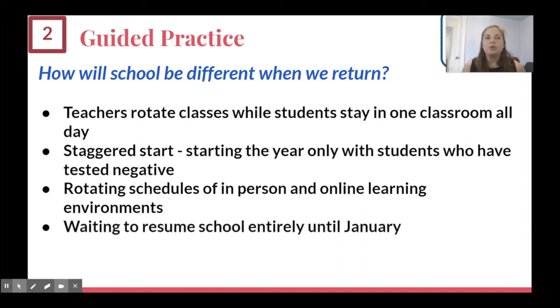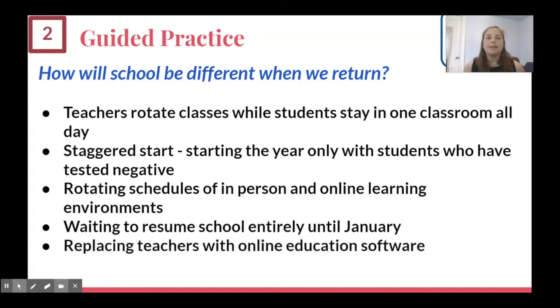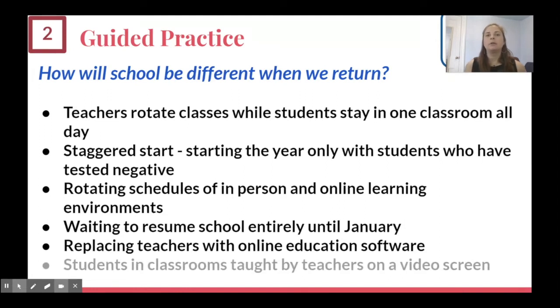Waiting to resume school entirely until January. Replacing teachers with online education software. And then students in classrooms taught by teachers on a video screen. So those were some policy ideas suggested in the article. You were supposed to pick what you thought were the best 3. I've gone ahead and chosen 3 that I think are interesting. I'm not sure if they're the best yet, but I just thought they were interesting choices.